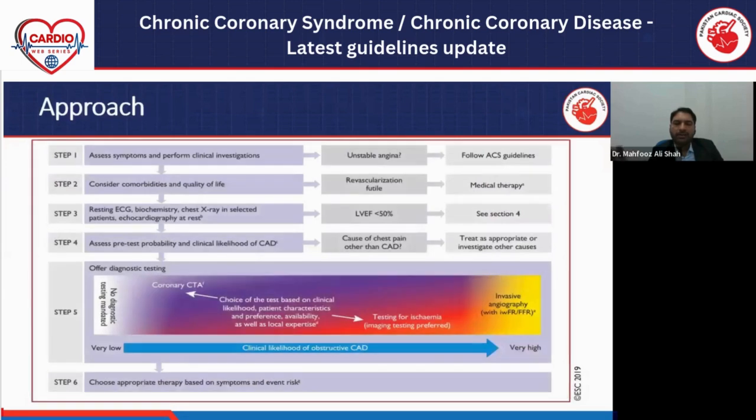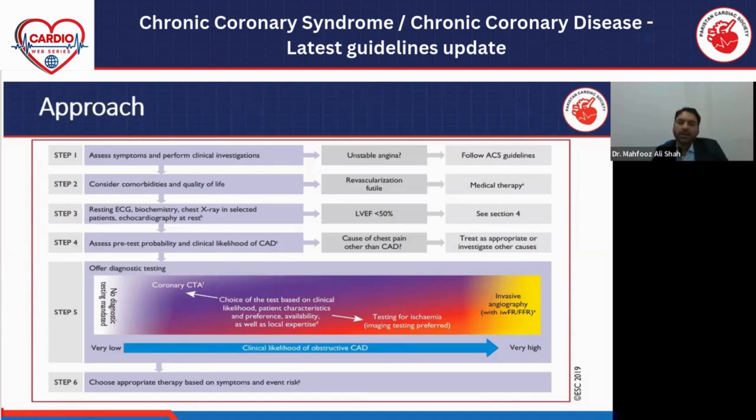So on the basis of previous ECG history, physical examination, and pretest probability, likelihood of obstruction, how will we approach the patient? Step one is those patients in which we have assessed the symptoms and performed the clinical investigation. If they fall into unstable angina, ACS, then we have to follow the ACS guidelines.